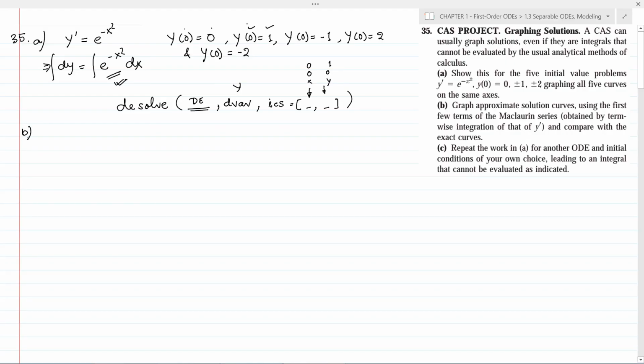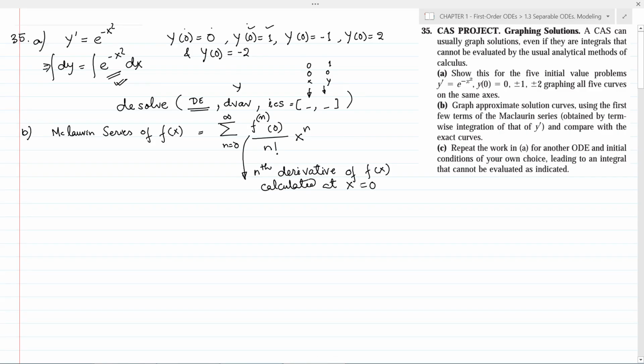Question B. Graph approximate solution curves using the first few terms of the Maclaurin series obtained by term-wise integration of that of y dash and compare with the exact curves. The Maclaurin series of any function f of x is the summation from n equal to 0 to infinity of the nth derivative of f calculated at 0, divided by n factorial, multiplied by x to the power n. Here this factor means the nth derivative of f of x calculated at x equal to 0.